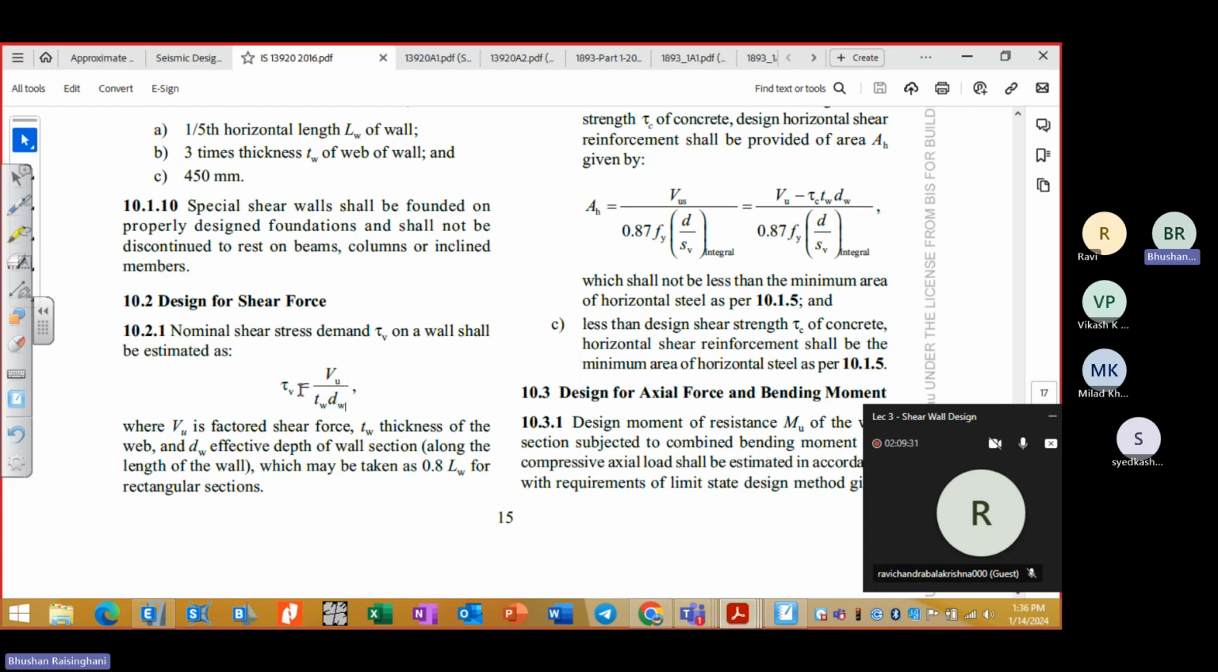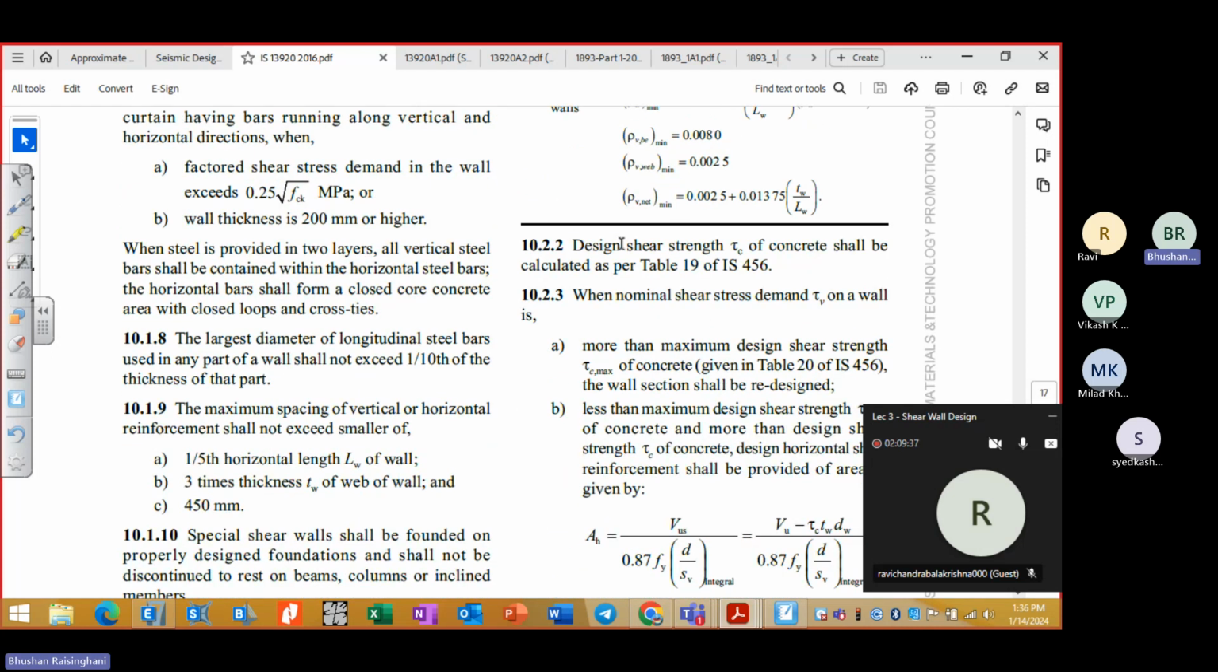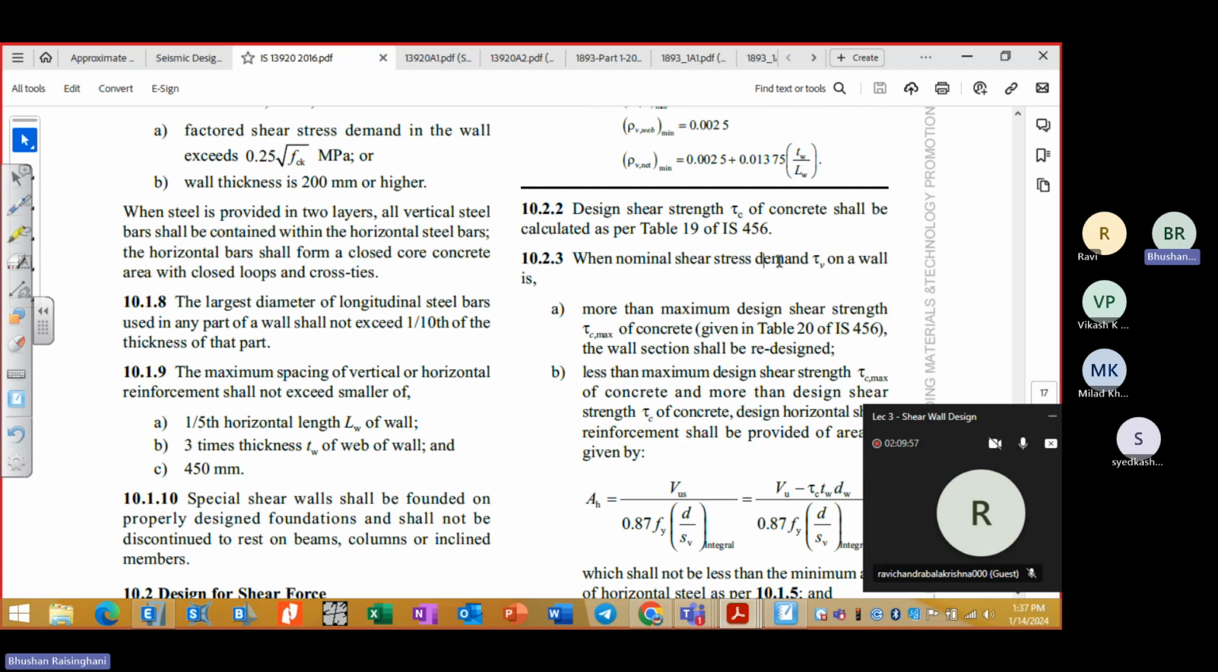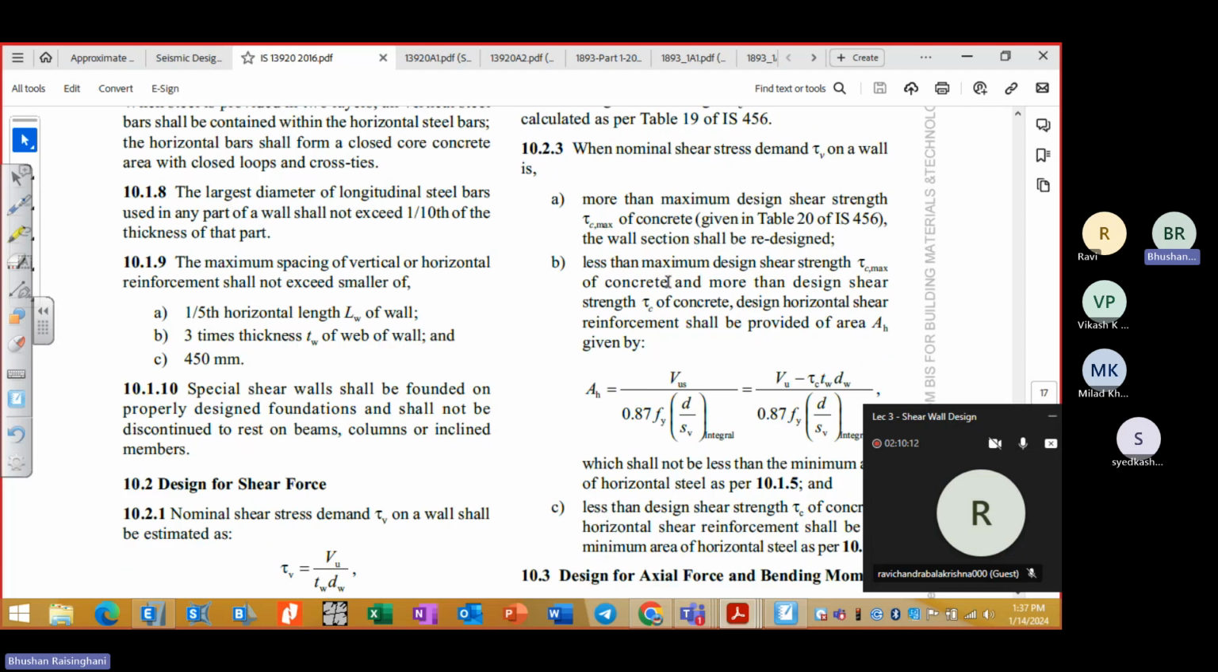So you get the nominal shear stress demand on the wall, tau v, and the design shear strength tau c that can maximum be available with a concrete section as per Table 19 of IS 456:2000, as per the grade of concrete. When the nominal shear stress demand tau v on a wall is more than the maximum design shear strength tau c max of concrete, the wall has to be redesigned because you cannot go beyond this capacity. So you need to redesign the wall.